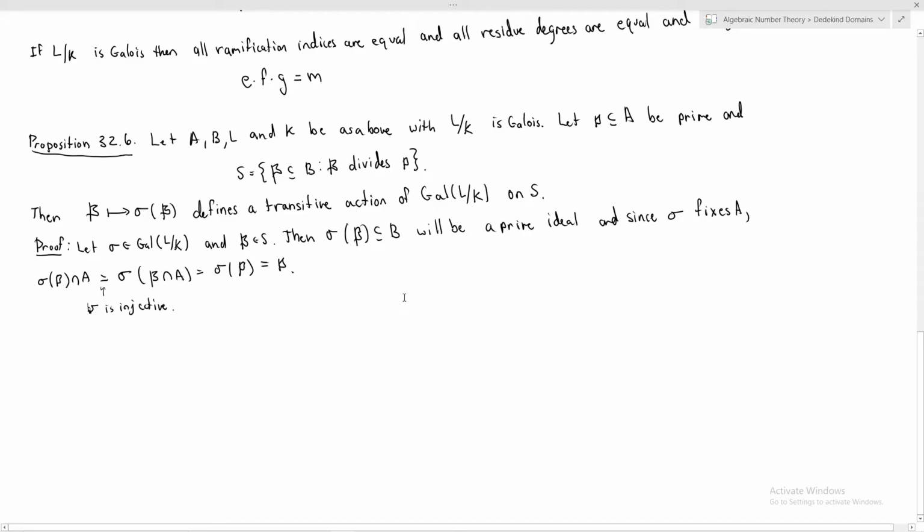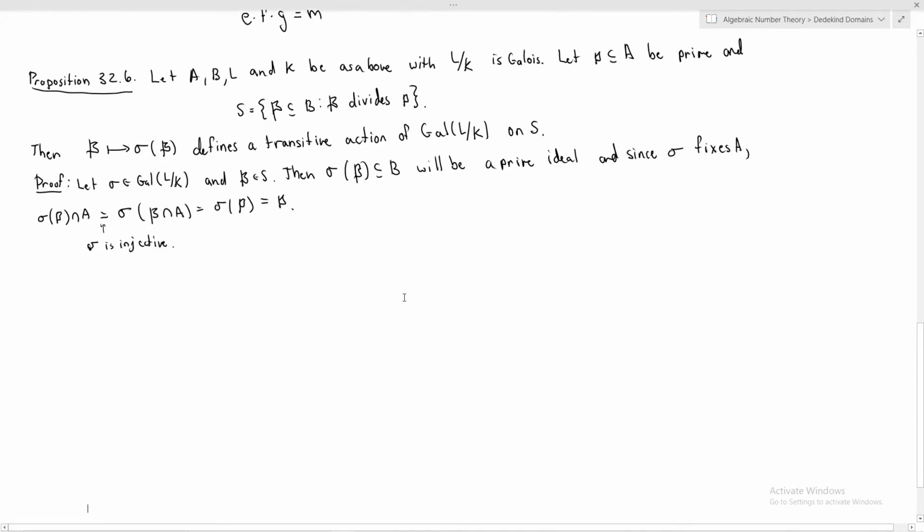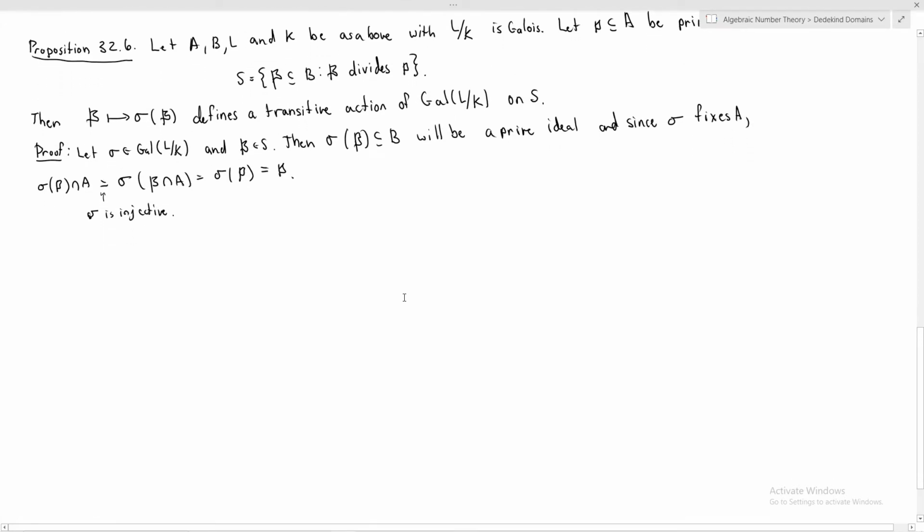The kind of difficult part is to show that this action is transitive. Okay. So I'm going to let, let's say, B1 and B2 be primes over the same prime little p. And suppose, for the sake of contradiction, that no sigma takes B1 to B2.